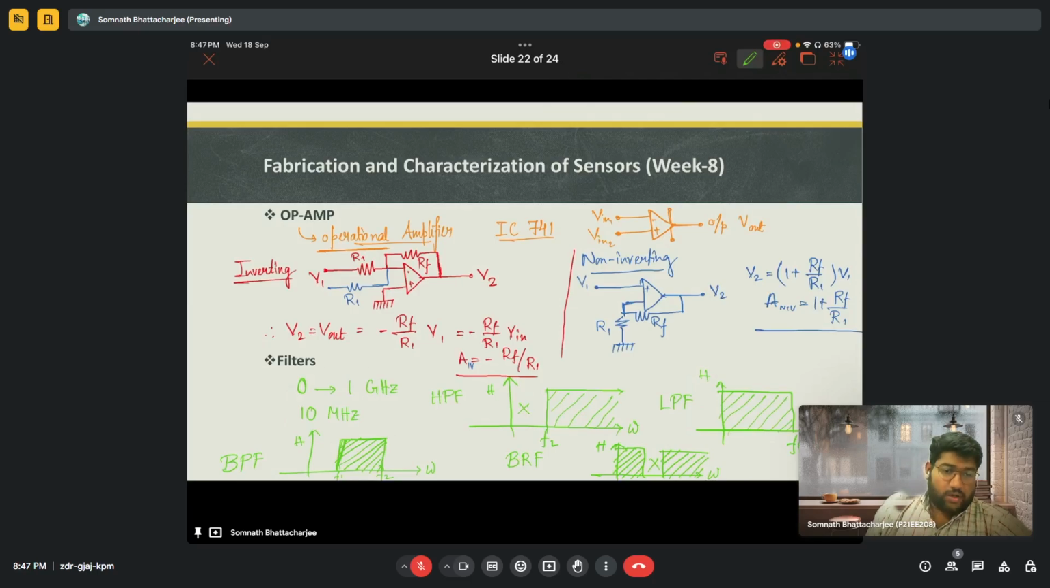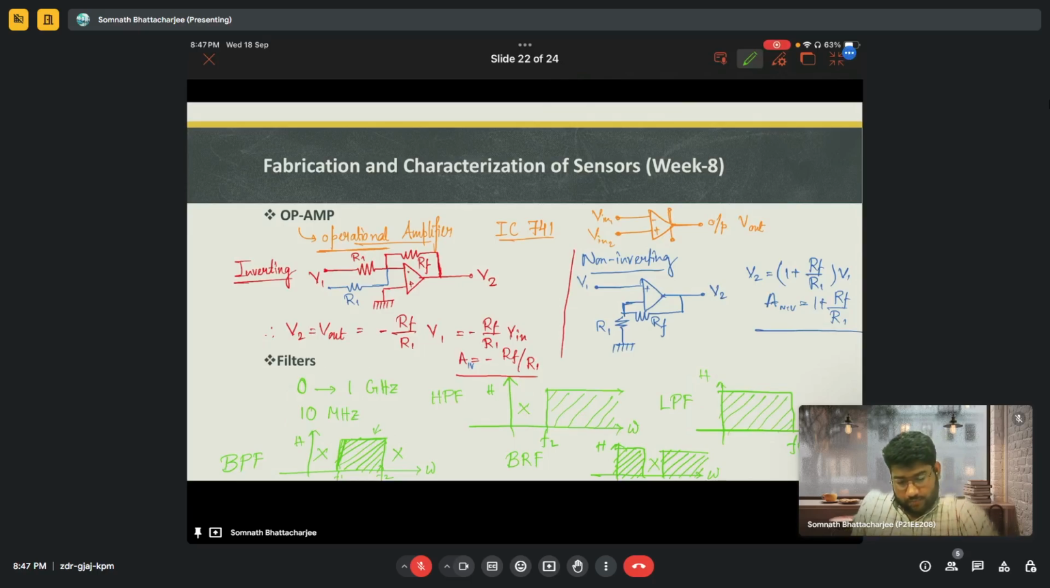Where in a low pass filter you reject the high frequency noises, in a high pass filter you reject the low frequency noises, and in a band pass filter you reject both the high and low frequency types of noises, and you just pass the signal from a specific frequency region.